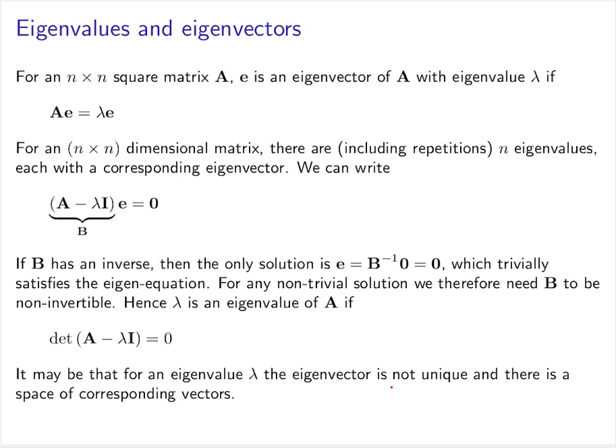So now the concept of eigenvalues and eigenvectors. This only exists for an n by n square matrix, and we say that E is an eigenvector of A with eigenvalue lambda if the following relation is true. So A applied to E results in a scaled version of E.